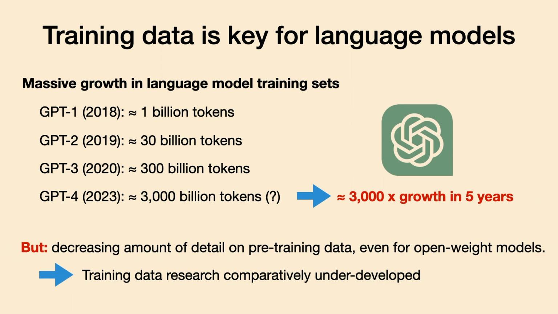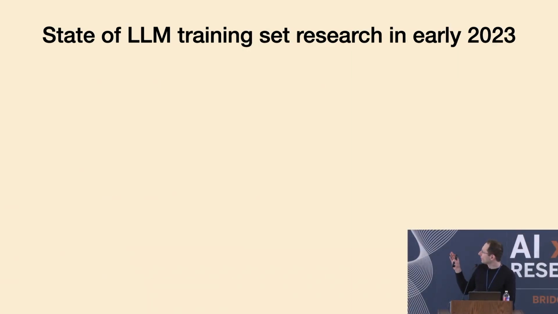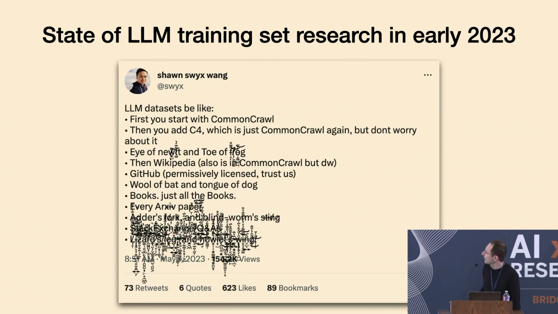OK, cool. As a result of all of this secrecy around training data, this research direction is still comparatively underdeveloped. And I think when we started this project in 2023, there was this tweet which nicely summarized the state of training set research around that time. LLM data sets be like, first you start with Common Crawl, then you add C4, which is just Common Crawl again, but don't worry about it. Eye of Newt and Toe of Frog. Then Wikipedia, also in Common Crawl, but don't worry. GitHub, permissively licensed, trust us. Rule of Bat and Tongue of Dog. Books, just all the books, every archive paper, and so on.